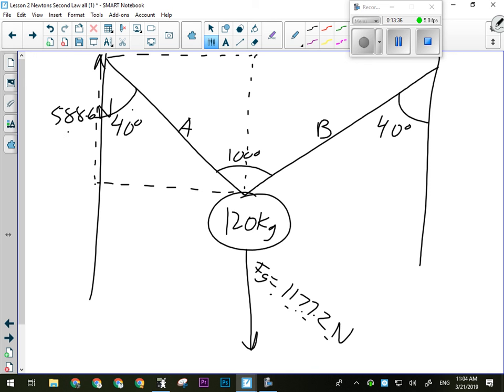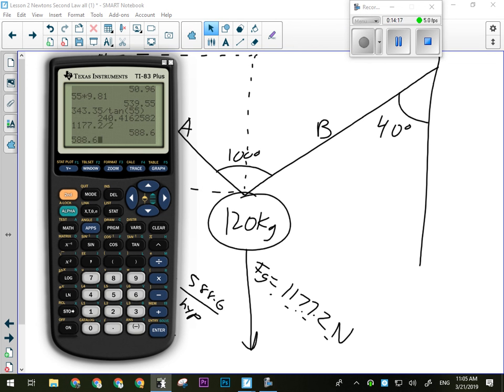I now have an angle and a side that will allow me to find the hypotenuse of this triangle, which represents the tension in cable A, which incidentally is the same as in cable B, because their angles are all the same, so their tensions are the same as well. I take that 588.6, the adjacent side, and I'm trying to find the hypotenuse, so I use cos. The cos of 40 degrees equals 588.6 divided by the hypotenuse. So the hypotenuse is 588.6 divided by the cos of 40 degrees. That gives 7.7 times 10 to the 2 newtons as the tension in that cable. I could say that's 50 degrees above the horizontal or 40 degrees from vertical, but it's a tension, so I don't actually have to put a direction on it.